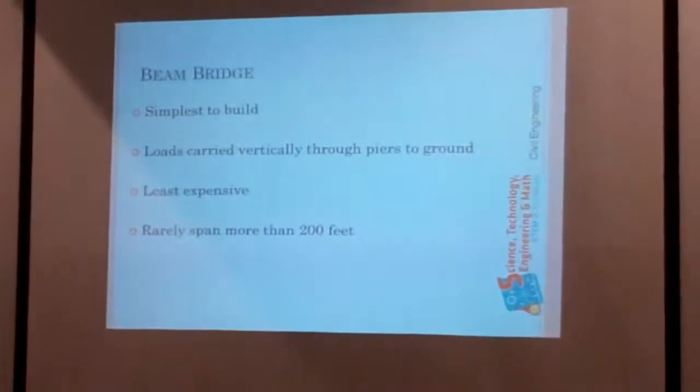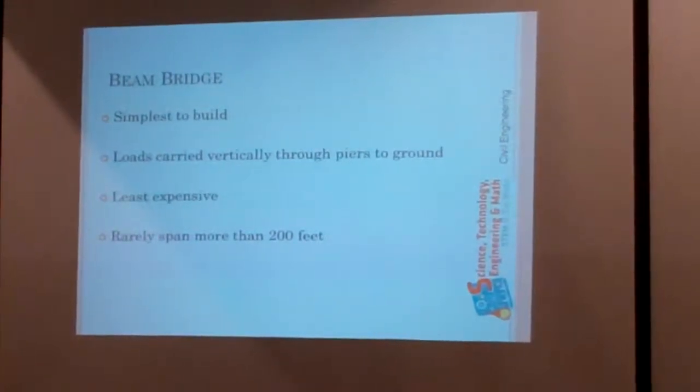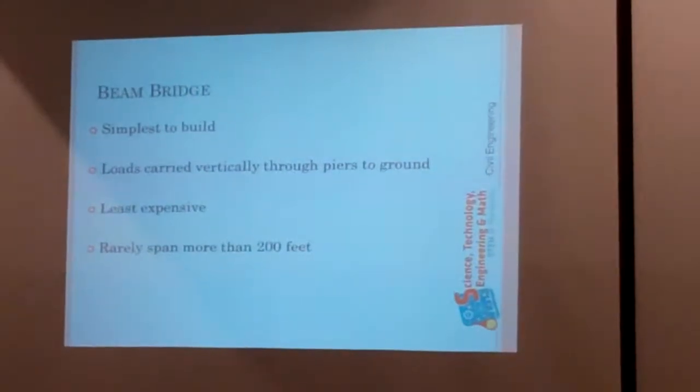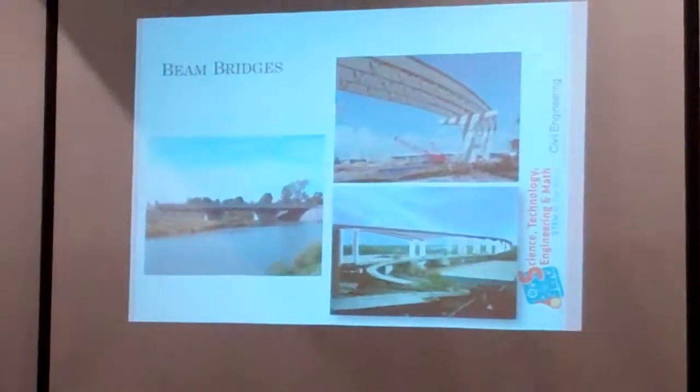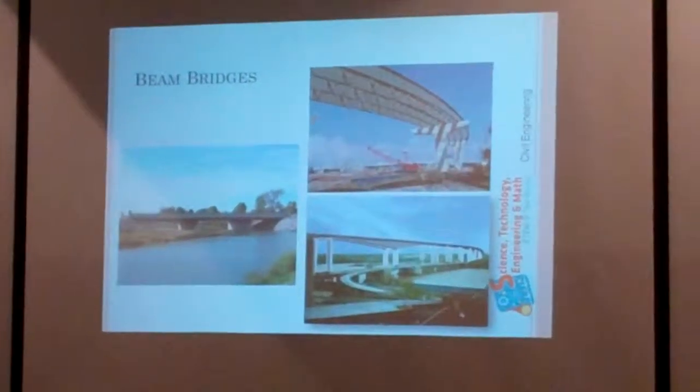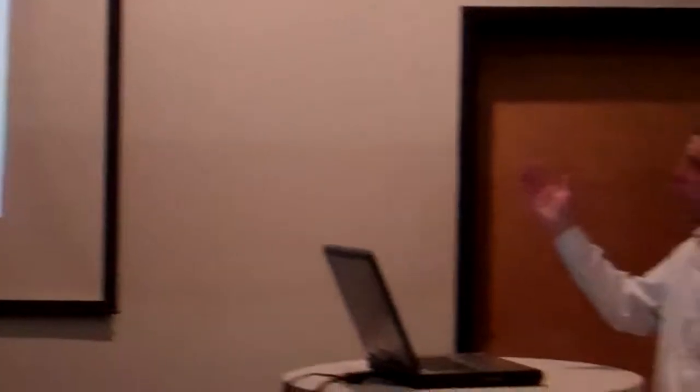Beam bridges. These are pretty simple bridges. These are probably the most common bridge to build. You got supports and then just steel or concrete beams across. Here's a couple examples of beam bridges. These are the most common, cheapest way to build. You can get a pretty good span length out of these. Pretty easy to maintain. These are the most common.